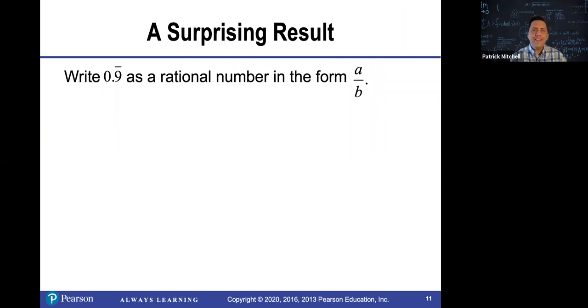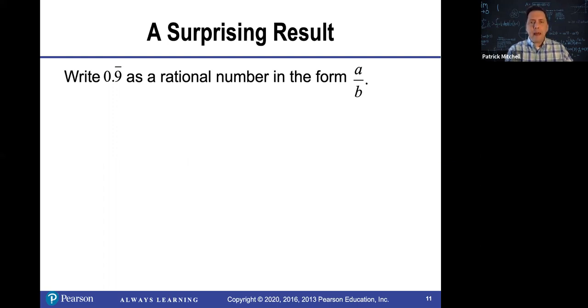All right, let's talk about 0.9 repeating. So what I want you to think about is 0.9 repeating and 1. How do those two numbers compare? Is 0.9 repeating just a little less than 1? Or is it something else? So I've asked classes this question over the years, and a lot of people are surprised at the answer.